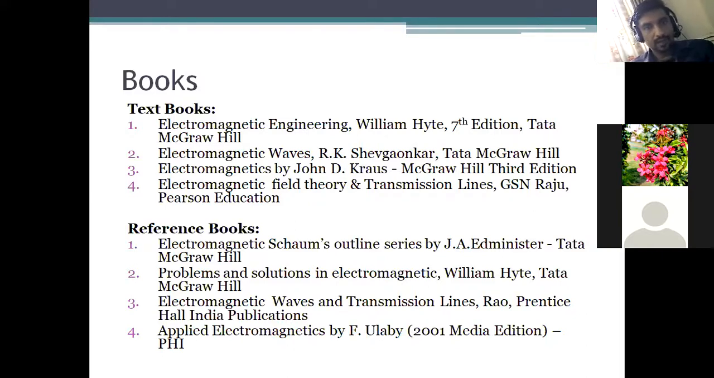And the last textbook is Electromagnetic Field Theory and Transmission Lines. It's a Pearson edition, right? And reference books you can go for are Electromagnetics, Schaum's Outline Series, by J. Edminister, again by Tata McGraw-Hill. Then Problems and Solutions in Electromagnetics is another book. Electromagnetic Waves and Transmission Lines is another reference book.